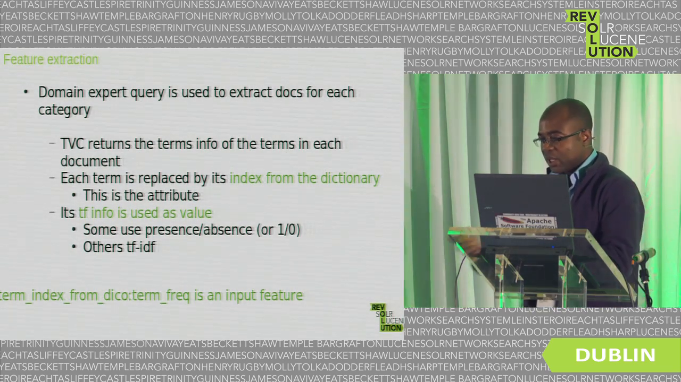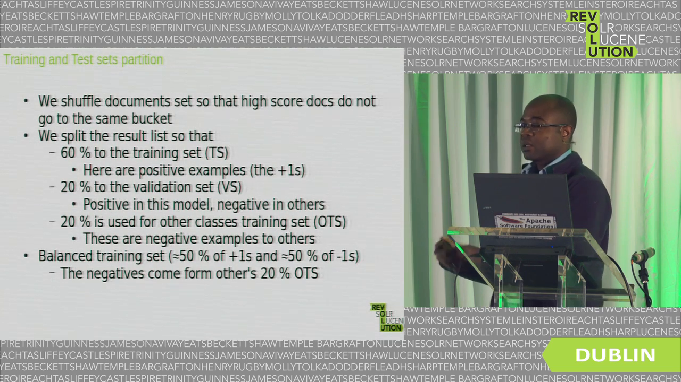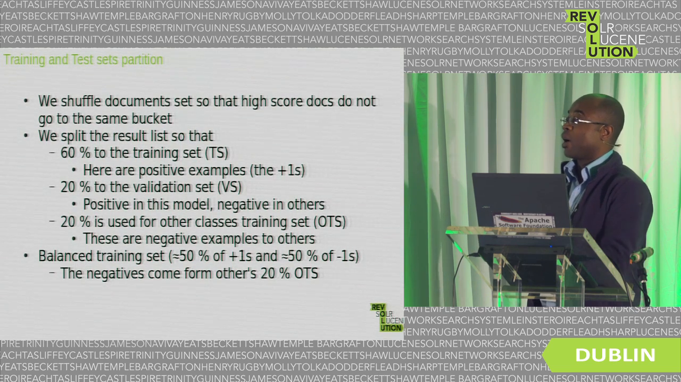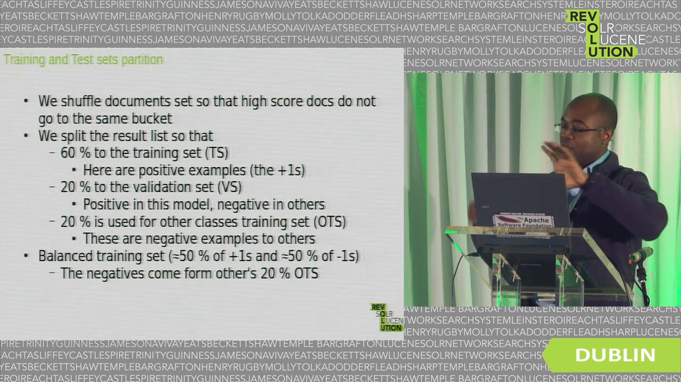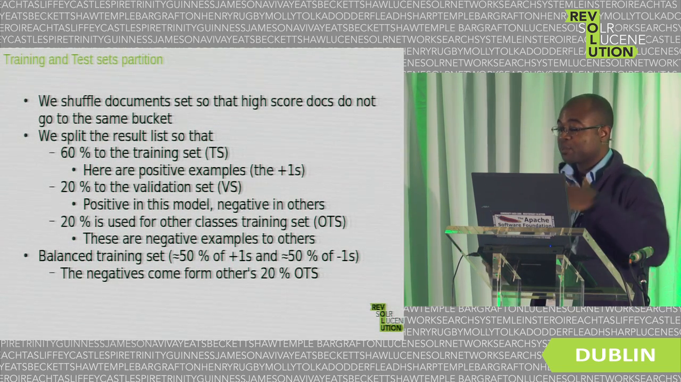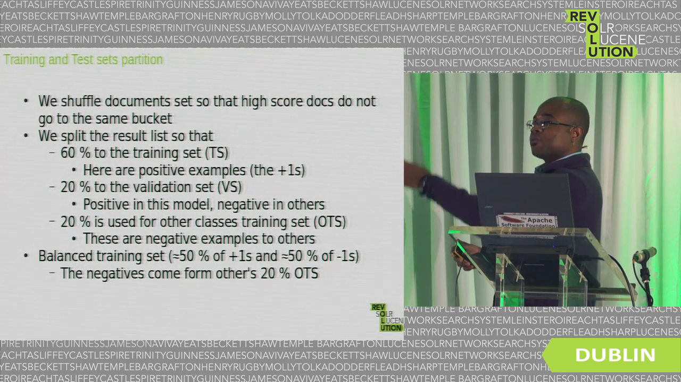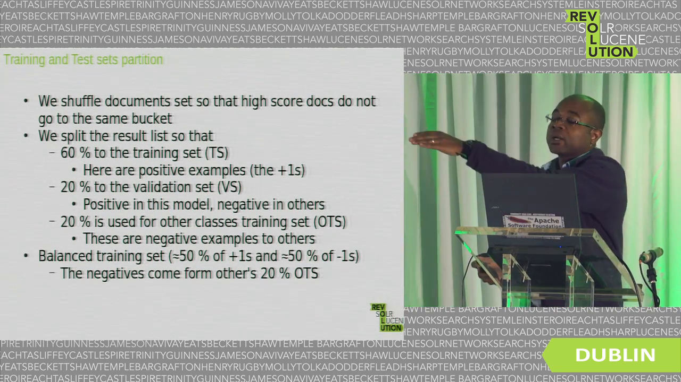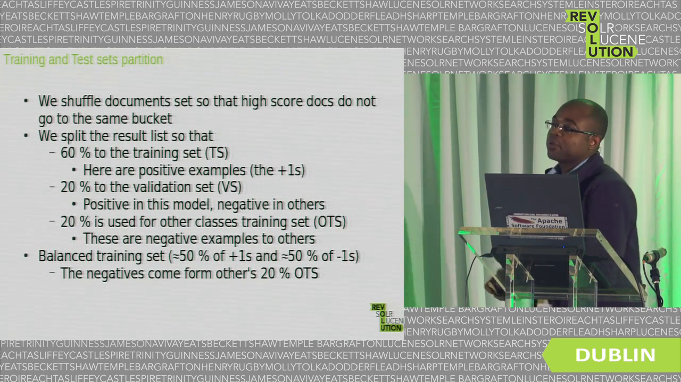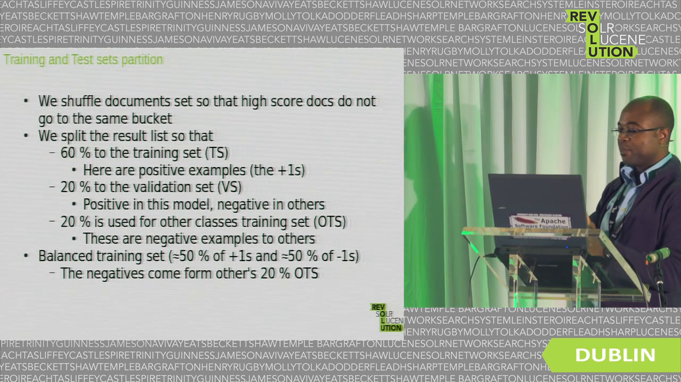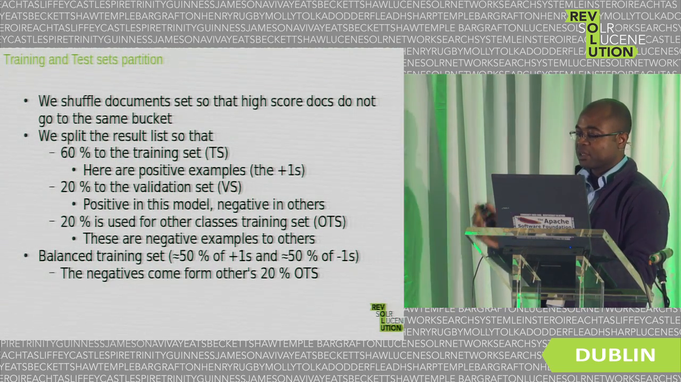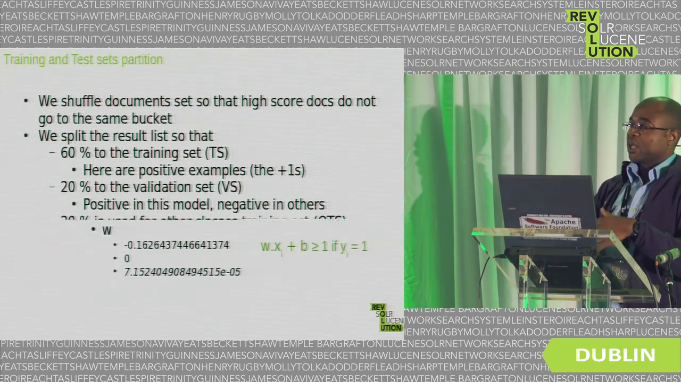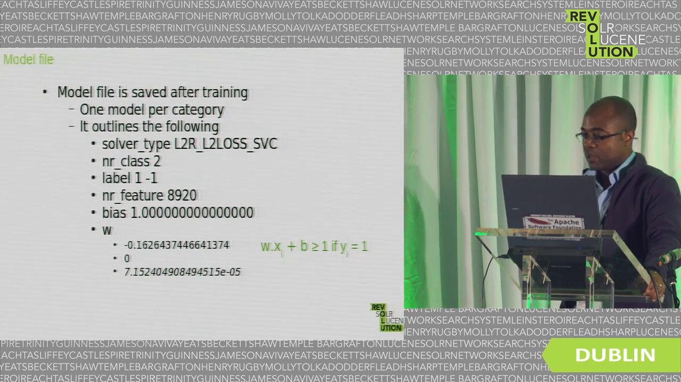TF is enough. Then we shuffle the document set so that high score docs do not go to the same bucket, and we split. This is our approach. We have 60% for the training set, 20% for the validation set. It is positive in our model, and when we use it for other models, it's negative. 20% is used for other class training sets, because in the other class, you have to show the negative examples. So this 20% will go there. And we try to have a balanced training set, something like 50% positive and 50% negative. It is a good practice from the libSVM developers.